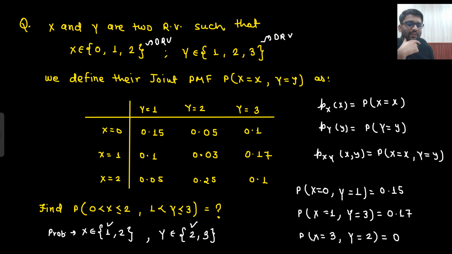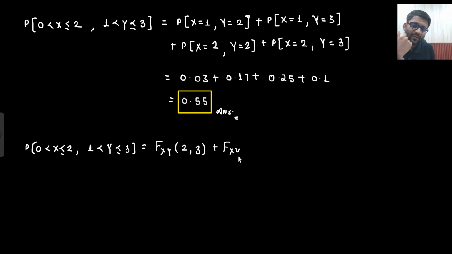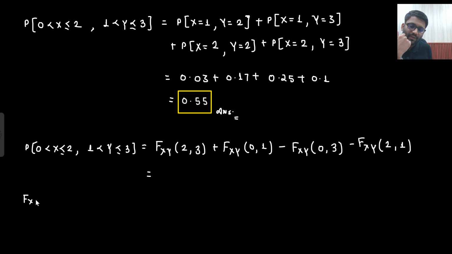Now let's solve it with respect to the formula that we have written. What does the formula say? The formula will say F(x,y) at (2, 3) higher limit, plus lower limit (0, 1), minus lower higher (0, 3), minus higher lower (2, 1). So let's find out the value of this particular thing. Here we will write down the answers, but first let's find out the value of F(2, 3).